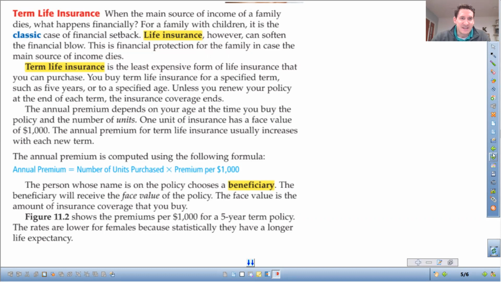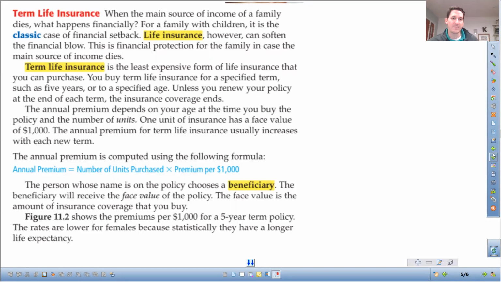Term life insurance is the least expensive form of life insurance that you can purchase. You buy term life insurance for a specified term, such as 5 years or to a specified age. Unless you renew your policy at the end of each term, the insurance coverage ends. The annual premium depends on your age at the time you buy the policy and the number of units. 1 unit of insurance has a face value of $1,000. All right. We're going to get into that when we calculate premiums and whatnot.